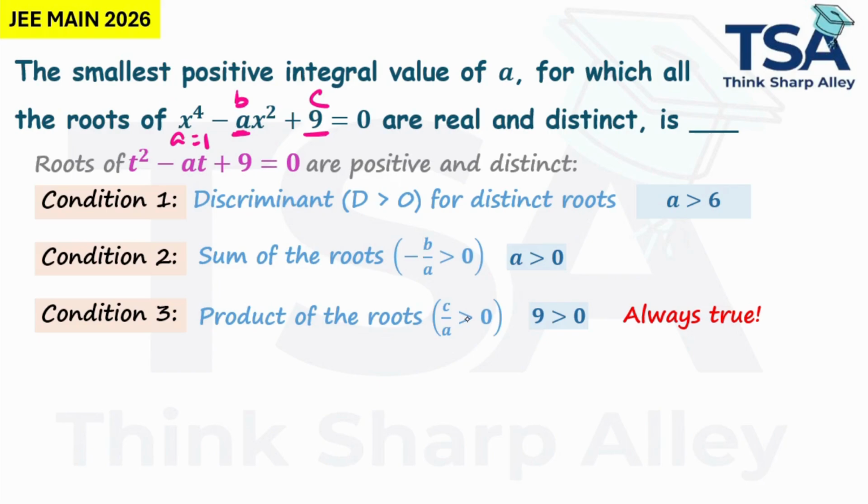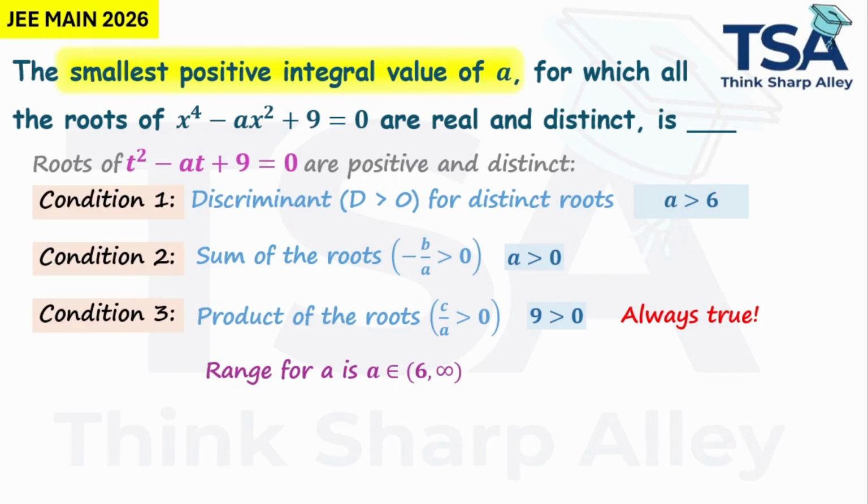So intersecting our conditions, a greater than 6 and a greater than 0, we get the final valid range for a. That means a must belong to (6, infinity). That means a must be greater than 6. Any value which is greater than 6 will automatically be greater than 0.